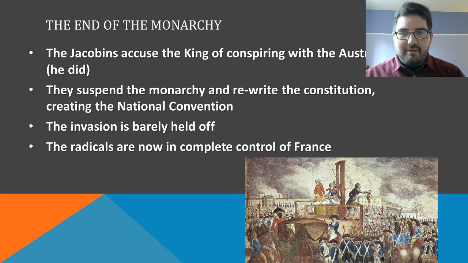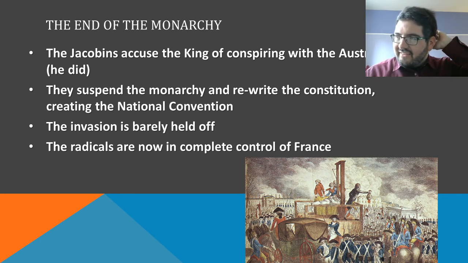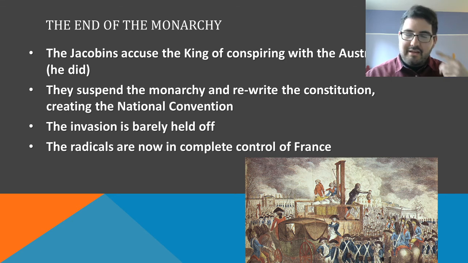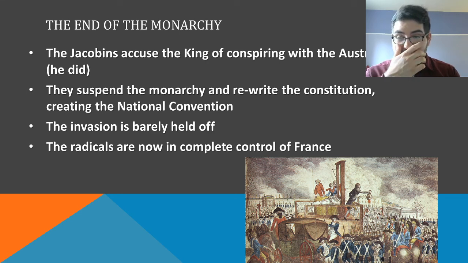So the Jacobins accused the king of conspiring with the Austrians to take over the country. He kind of did, but it was one of those things where they didn't really have 100% proof, but they accused him of doing that. They suspended the monarchy and rewrote the constitution, creating what is known as the National Convention. That's going to be the new power in France from this point on. The invasion that was so pressing is barely held off. They have some troops come in and actually stop the army from invading Paris.